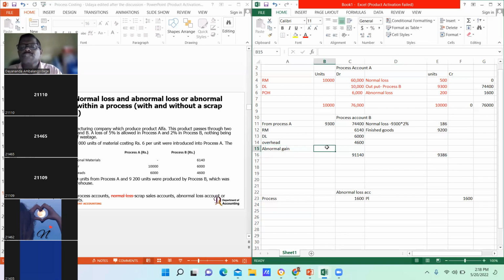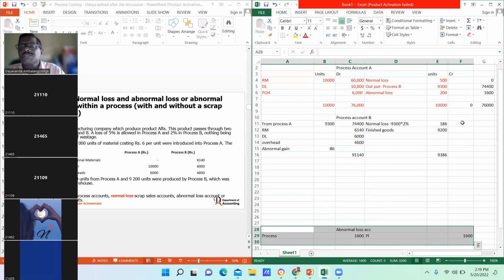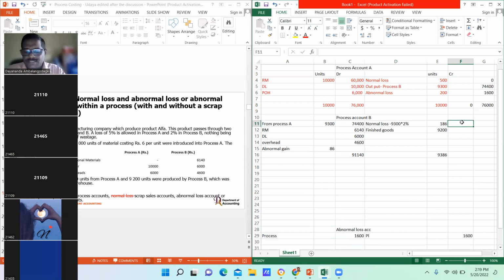9,386 minus 9,300, the difference is 86. So you put the abnormal gain. That's all about the accounts. But the next question is, what are the values here? Question mark. No? Here, here, and also here. What is the value?